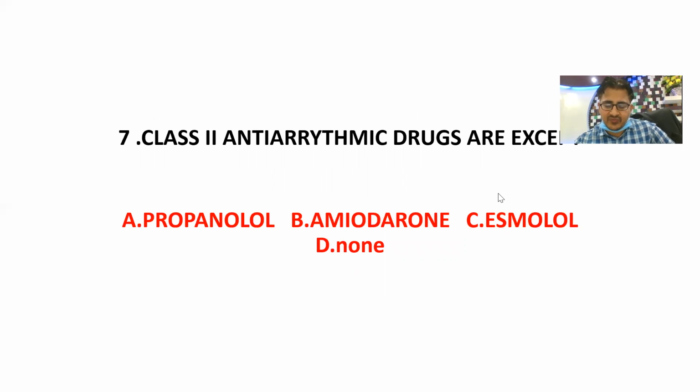Then from the pharmacology cardiac part, class 2 antiarrhythmic drugs are all except: propranolol, amiodarone, esmolol, and none. Now there are many drugs, four classes of antiarrhythmic drugs you need to know: class 1A, 1B, class 2, class 3, class 4. All drugs with proper class, what is the mechanism of action, how they act, when they should be used, when they should not be used, what are the important points about each drug we should know.